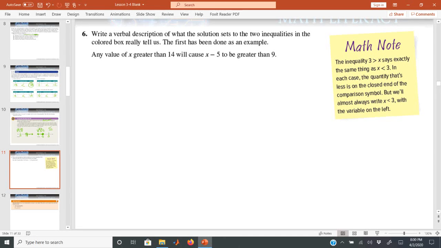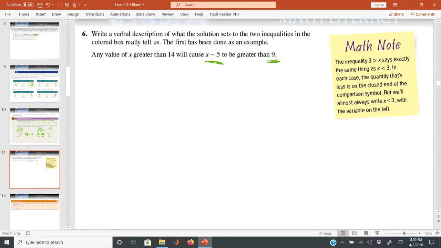Question 6, write a verbal description of what the solution sets to the two inequalities in the colored box really tell us. The first has been done as an example. So they're telling us right away that for the first one, any value of x greater than 14 will cause x minus 5 to be greater than 9.